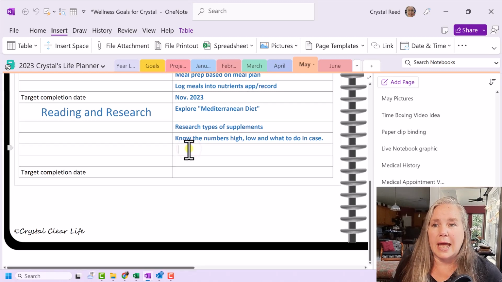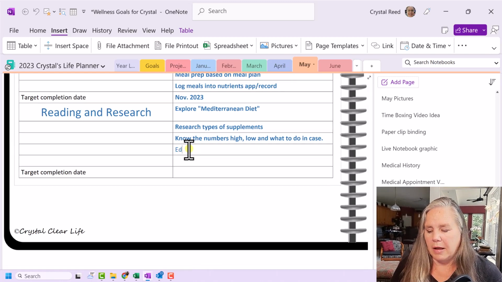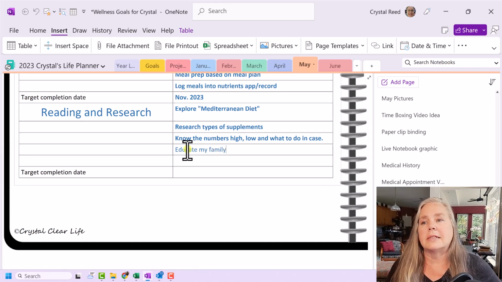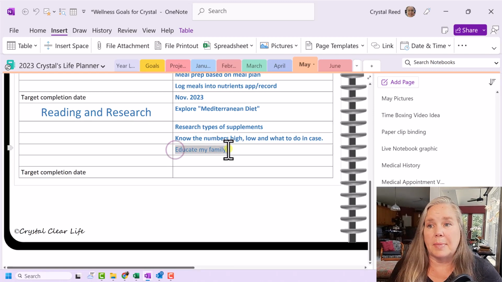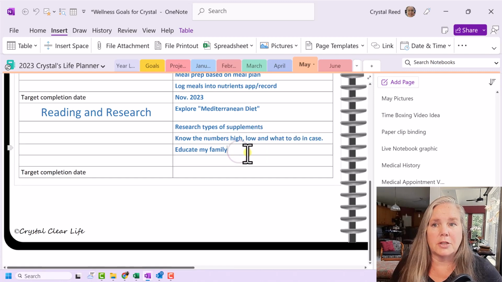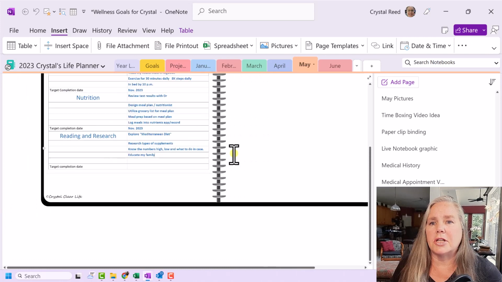Another thing that I need to add on here is I need to make sure that my family is educated about that information. So educating my family is something that I need to add on here as a next step action so that they know if something is going on with me and they check my blood sugar, if it's too low or too high, what they might need to do. Okay? All right.